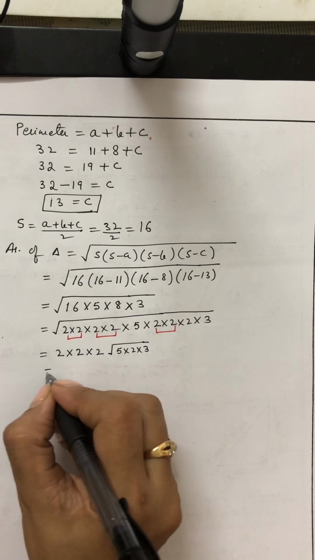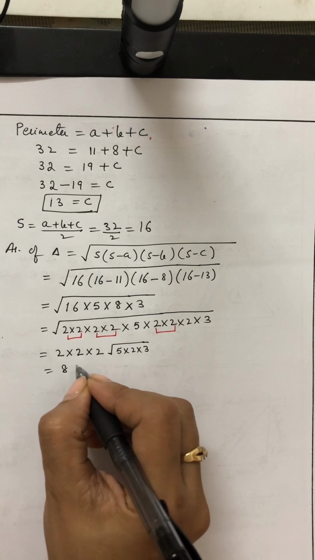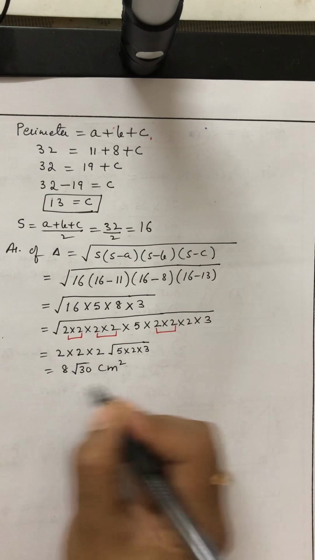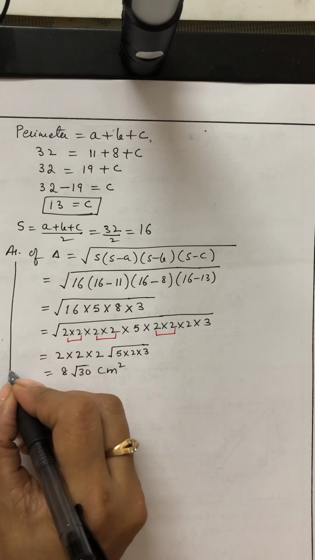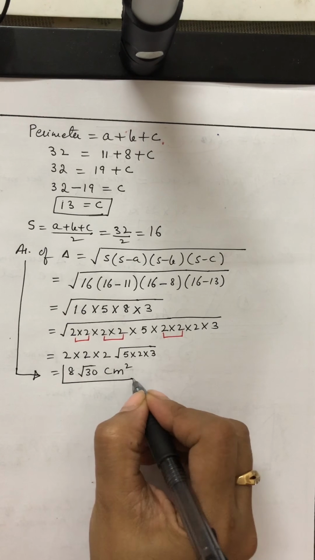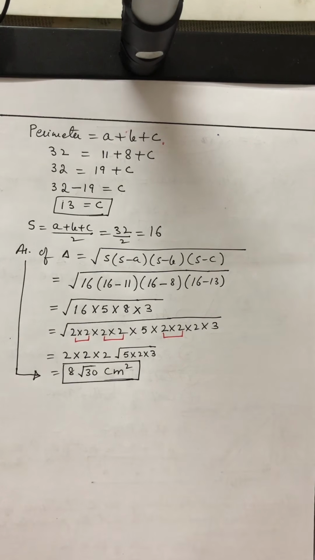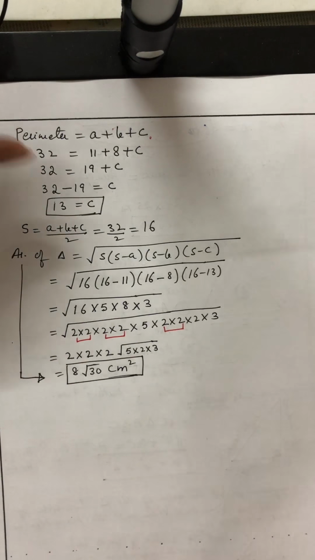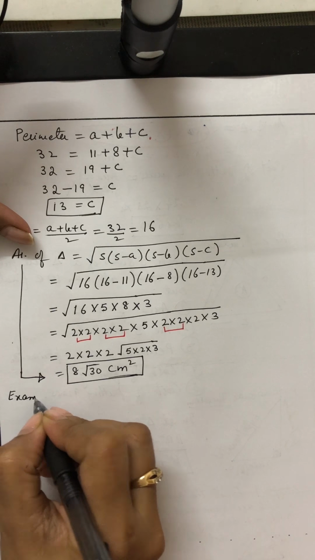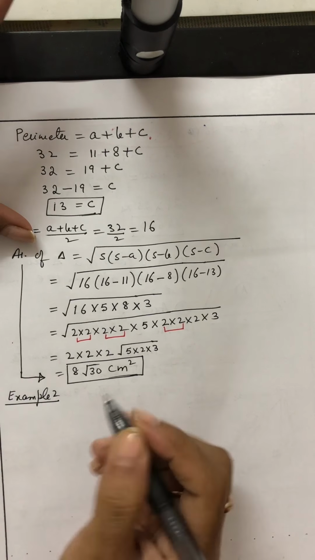which is 2 into 2 is 4, 4 into 2 is 8, 8 root 30 centimeter square is the answer for the area of the triangle, and put a box around your answer to highlight it. I hope you understood this question. Moving on, we will do example 2.